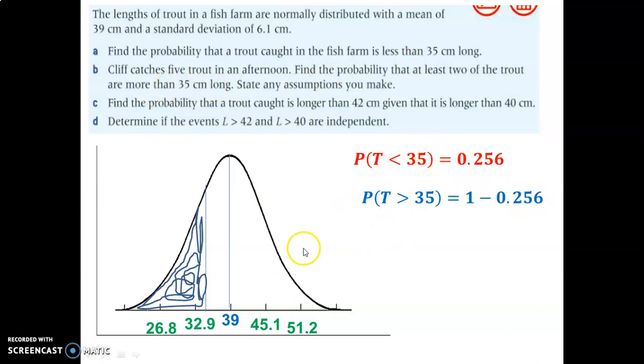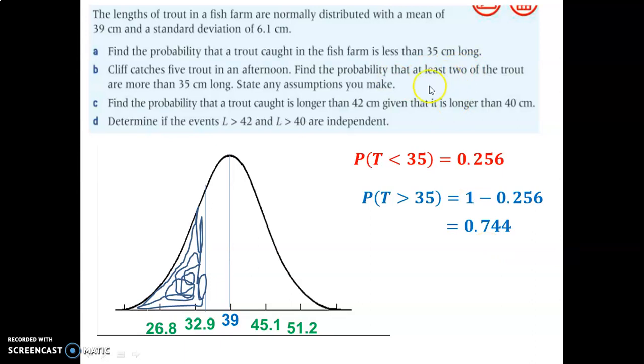Or again, you could have run your CDF to show a lower limit of 35 and then above. But we already knew that number, so I'm subtracting that number. So we're looking for this area. It is 0.744. So now how do you deal with at least 2 trout?